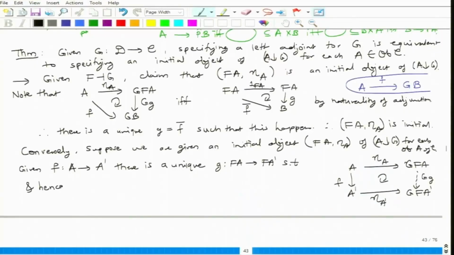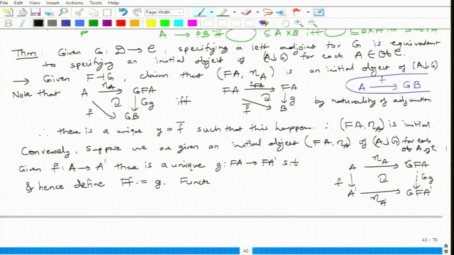And hence, define Ff equal to G. Okay, so this is our old trick now. We already said the initial object of the arrow category is of the form (FA, eta A). So we described FA for objects, and now we have described Ff for the image of morphisms under F.